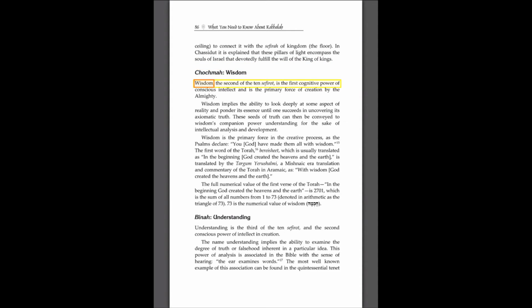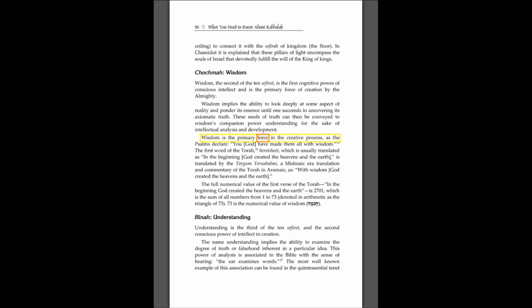Chokmah, wisdom, the second of the 10 Sephirot, is the first cognitive power of conscious intellect and is the primary force of creation by the Almighty. Wisdom implies the ability to look deeply at some aspect of reality and ponder its essence until one succeeds in uncovering its axiomatic truth. These seeds of truth can then be conveyed to wisdom's companion power, understanding, for the sake of intellectual analysis and development.